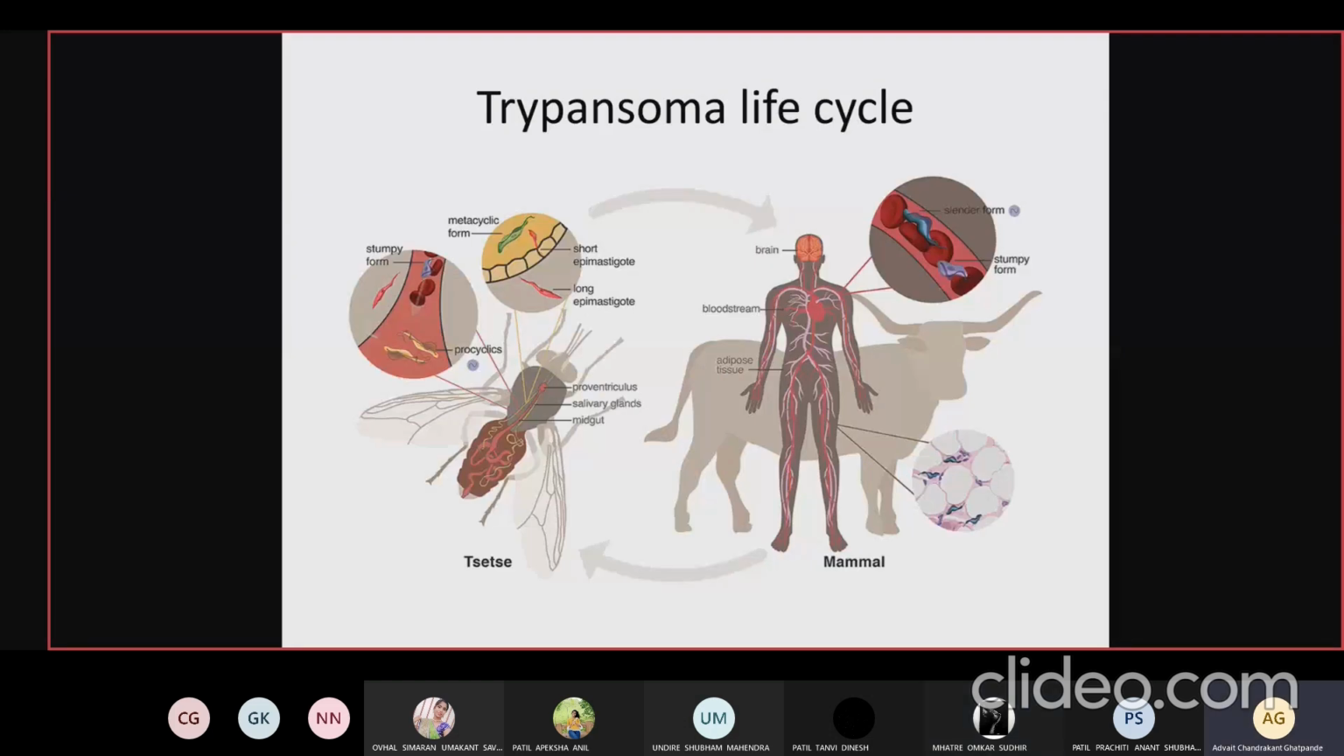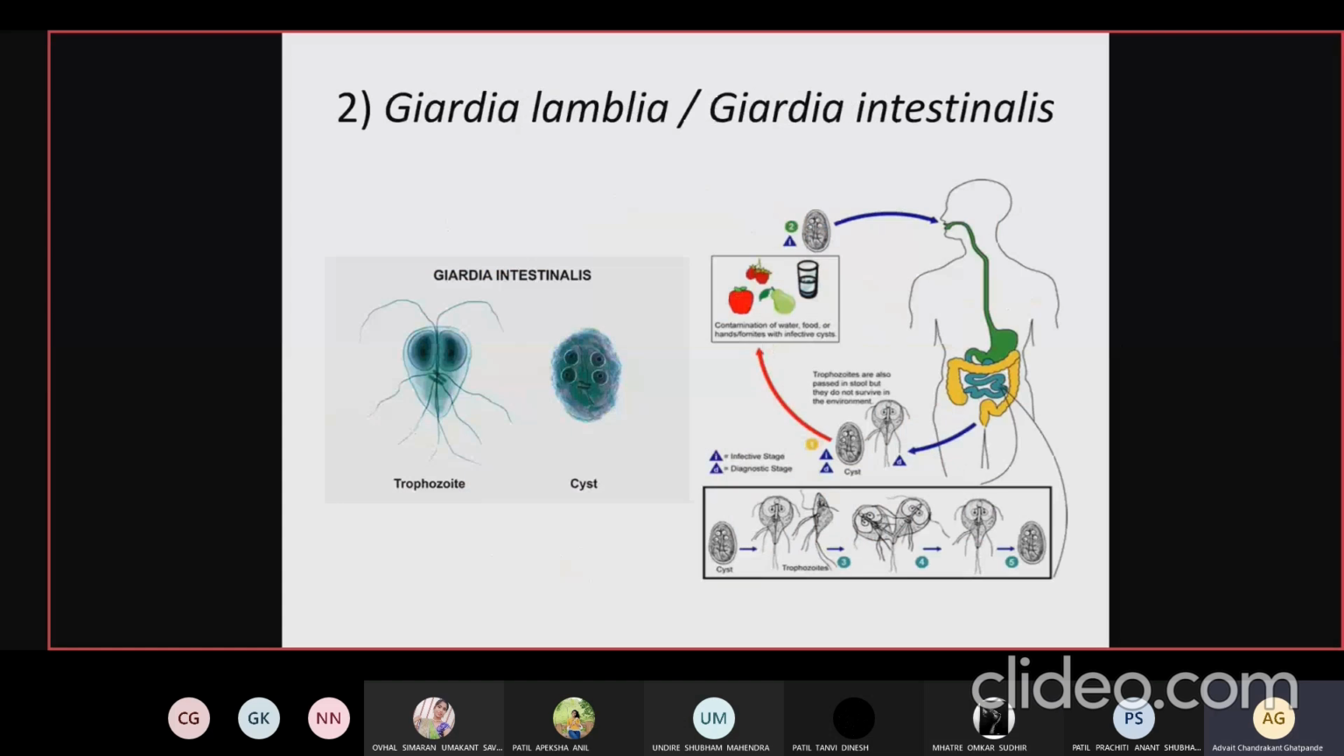Now the second parasite is Giardia lamblia.